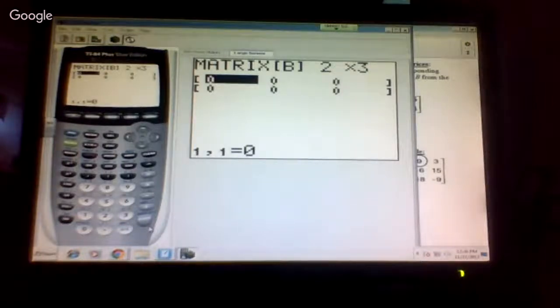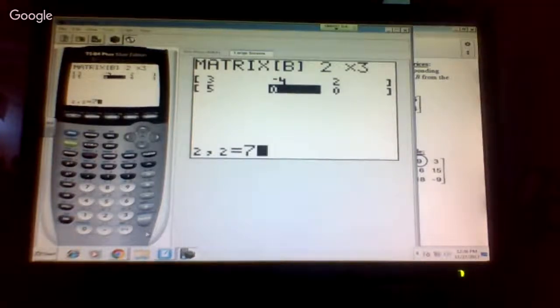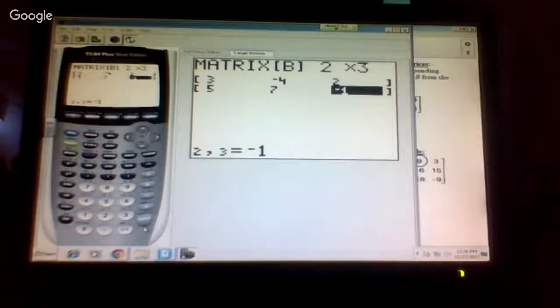Okay. I got 3, -4, 2, 5, 7, and -1. Okay. And finally, enter in matrix C.